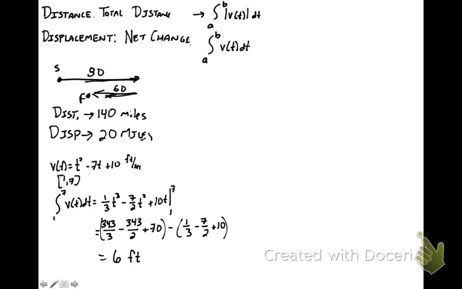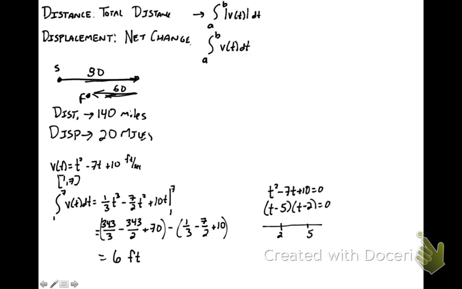Now we've got to figure out the distance traveled. Well, for the distance traveled, I need to know something about my velocity. When is my velocity 0, and when does it change directions? So t squared minus 7t plus 10 equals 0. I could use the quadratic formula, but I'll just factor this into t minus 5 times t minus 2. So I know that my velocity is 0 at 2 and 5.